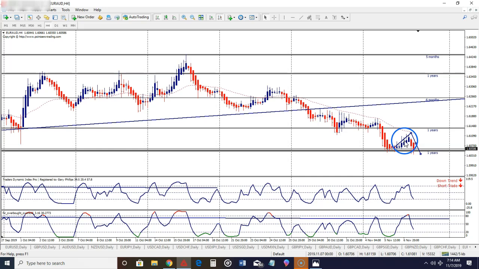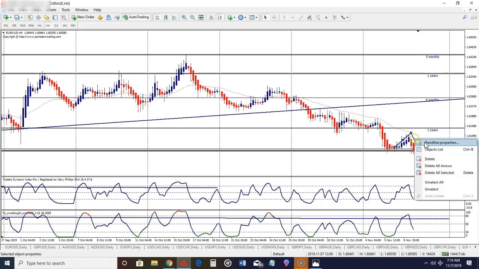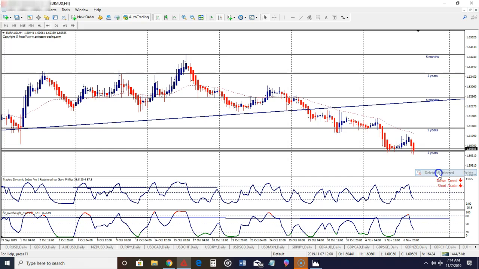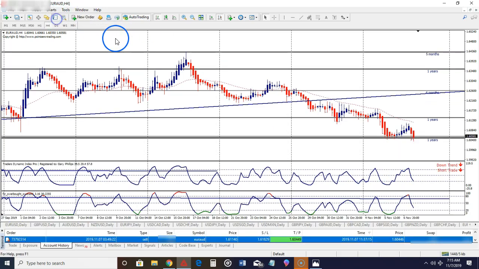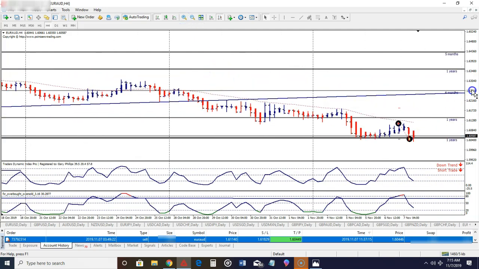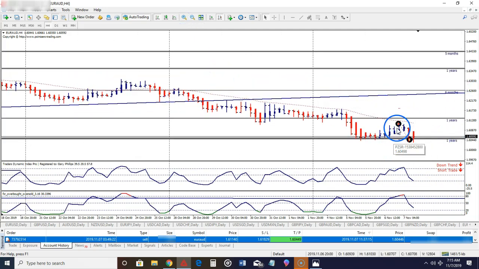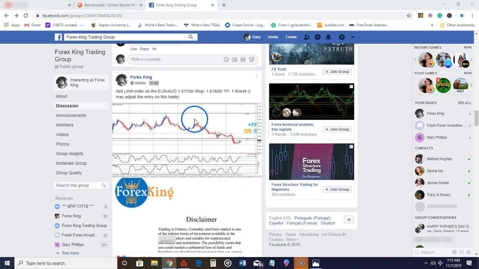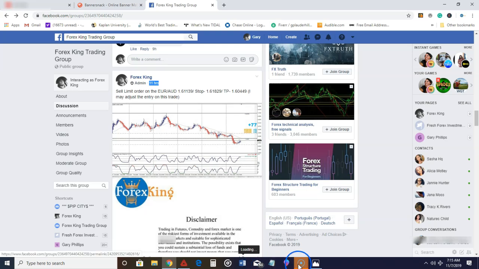Now let me put the actual trade on the screen so you guys can see the trade. So there it is. We actually put in a sell limit order at 1.6114. Stop loss was here. Take profit was right here, 70 pips on the trade.